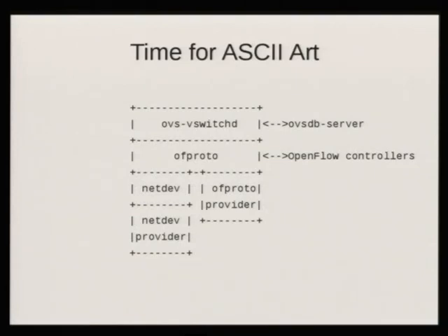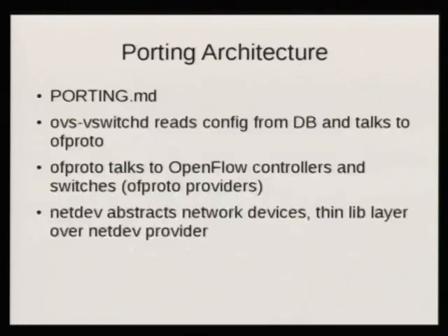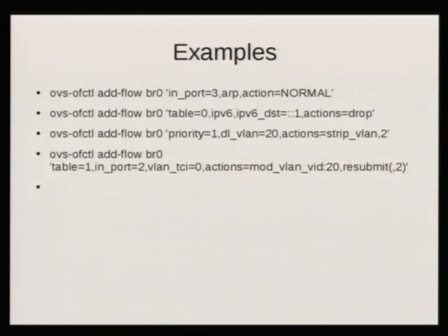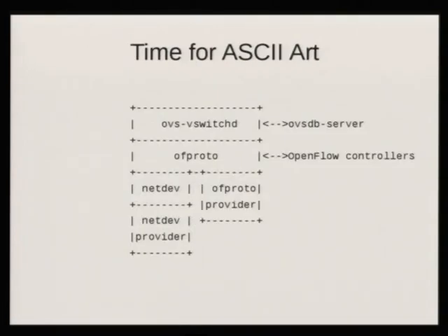So, okay, ASCII art. Much better than the other one, right? It's the same thing as this one, okay? It's the same thing. This one is much, much better. So basically, this switch is talking to ovsdb server, getting all the configuration, and then it uses OF-proto to tell the underlying layer to set up the bridges as they're supposed to.